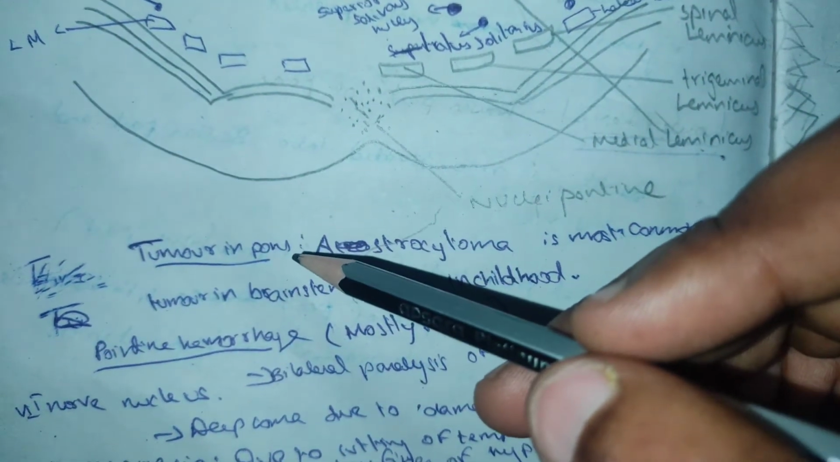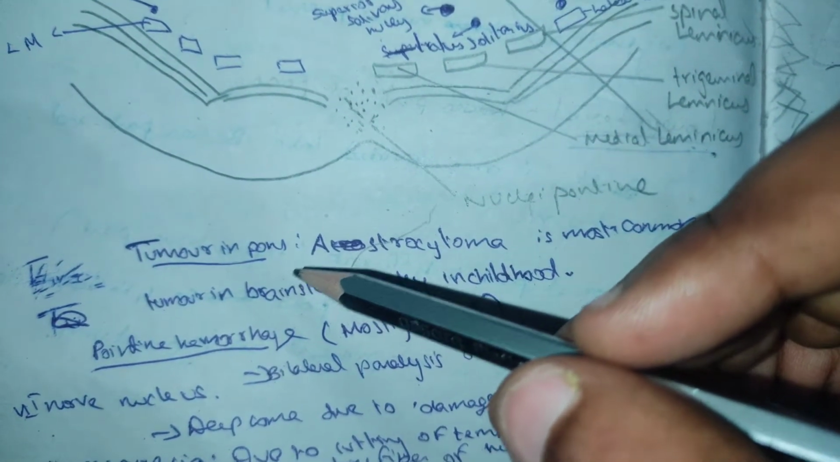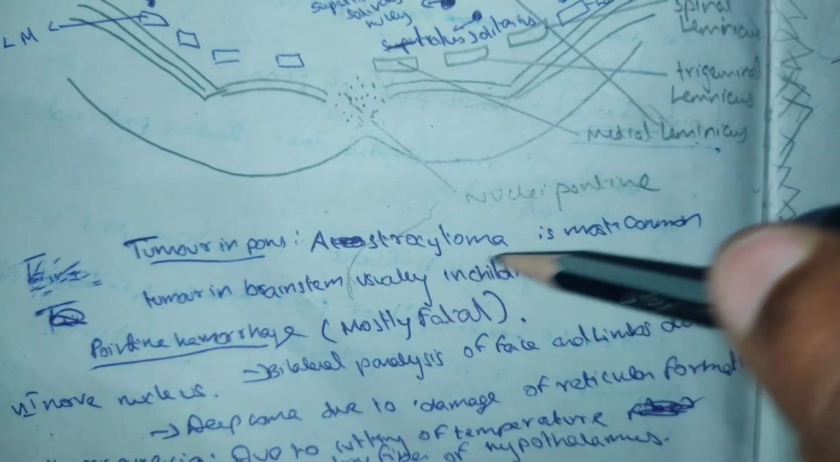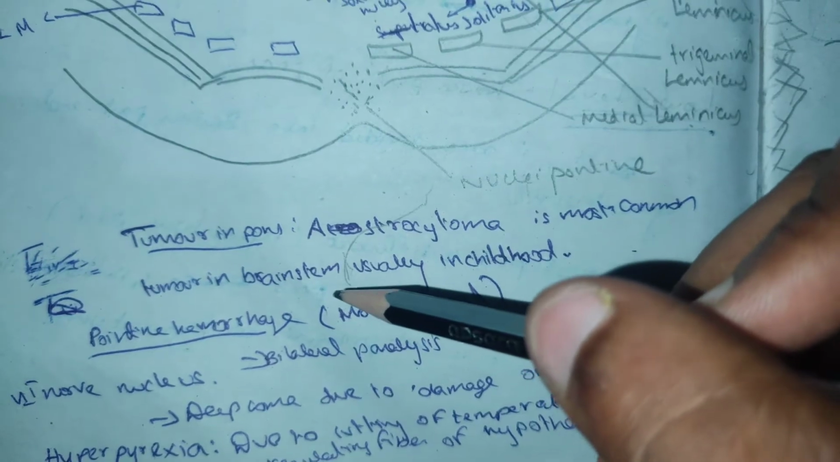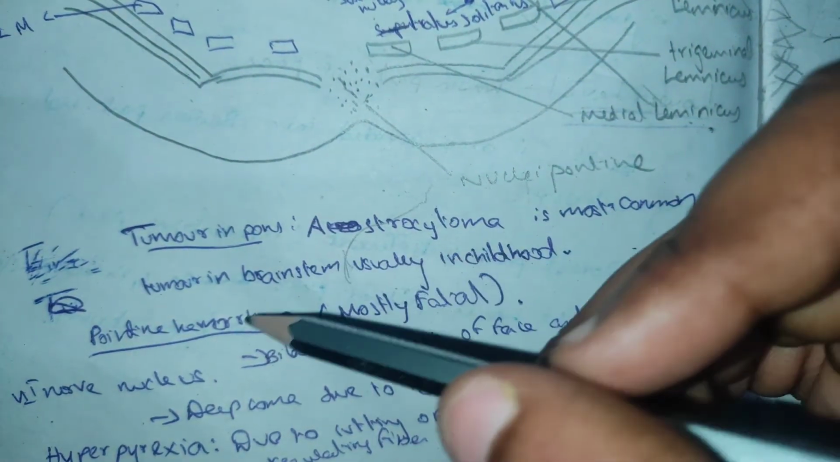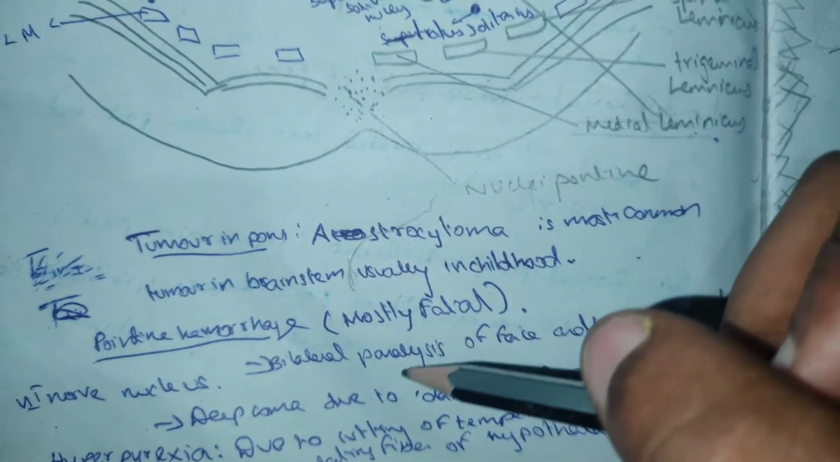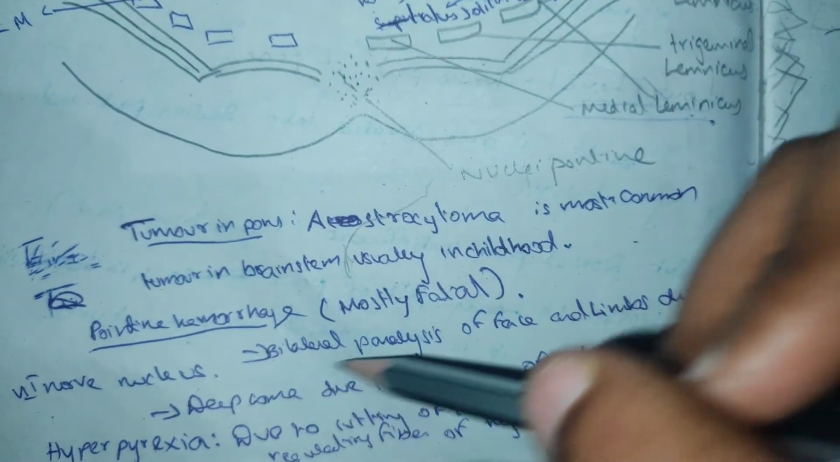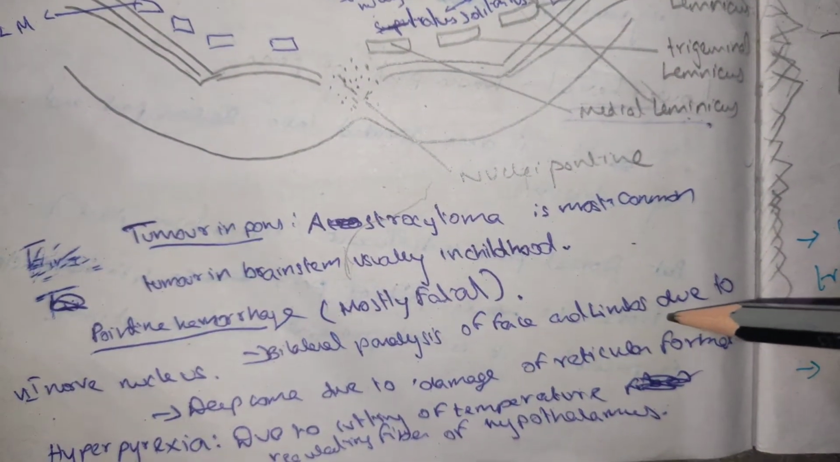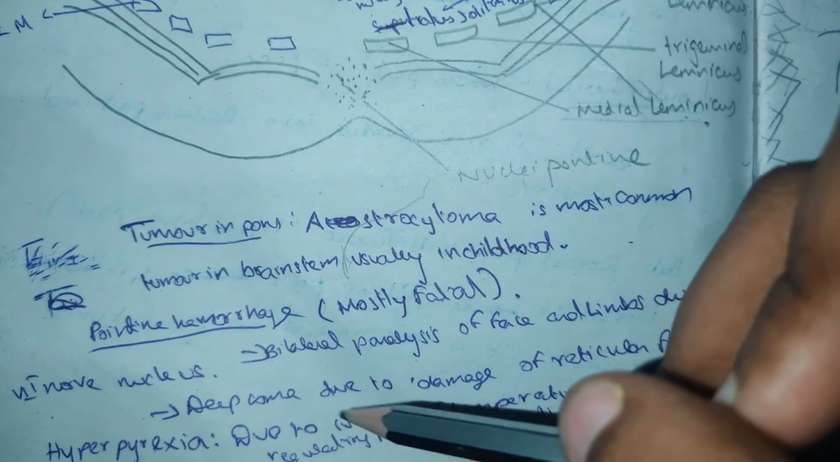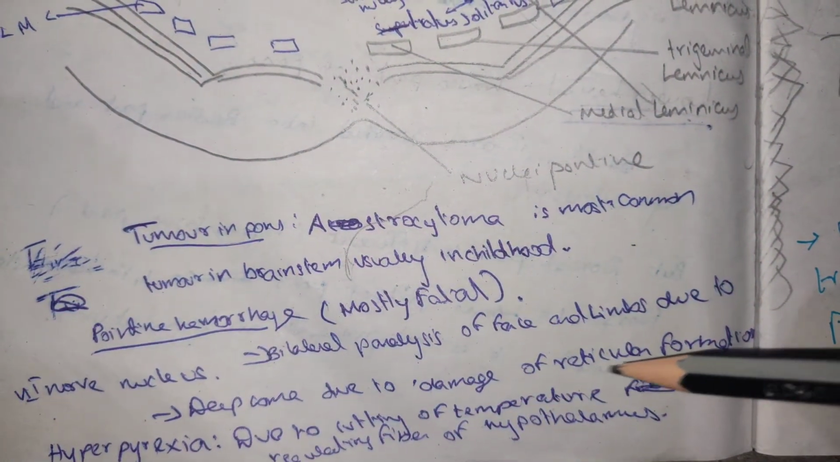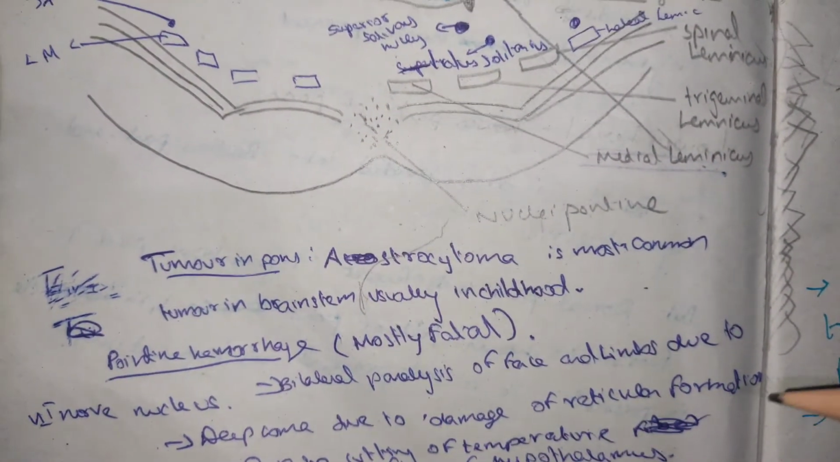Now we will see the clinical anatomy. Tumor in the pons: astrocytoma is the most common tumor in the brainstem, usually in childhood. Pontine hemorrhage is mostly fatal. It can cause bilateral paralysis of the limbs and paralysis of the 7th nerve. Deep coma occurs due to damage of the reticular formation.